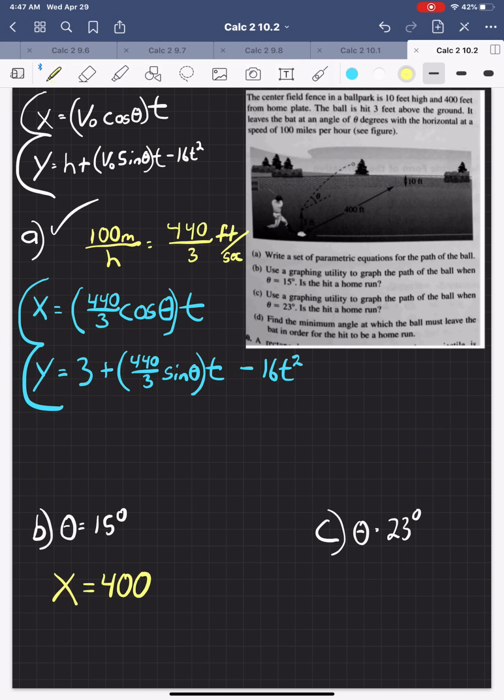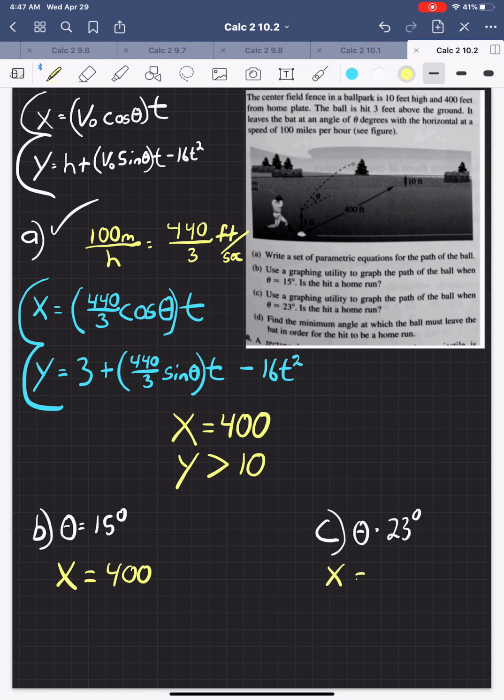And then let's also agree that Y has to be greater than 10. Let me actually move this. So for a home run to occur, Y has to be greater than 10, has to clear the fence, and X has to be 400. Okay. So the question is, so for 15 degrees, X is 400. Our real question is, what is Y?